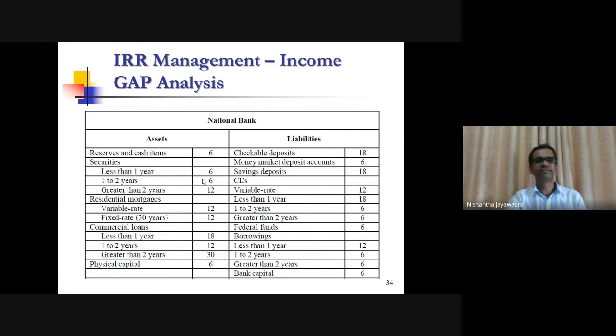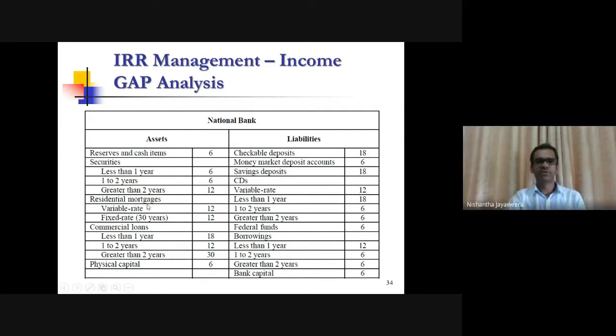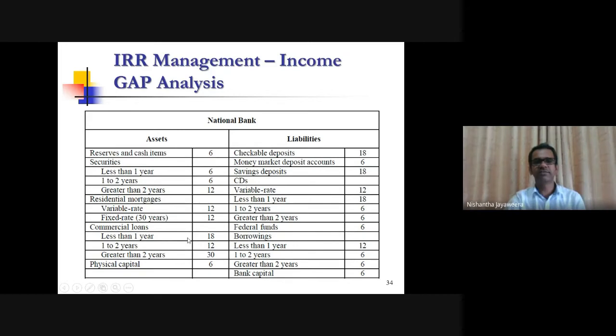Anything else? Residential mortgages that are coming under variable rate, assuming the reset frequencies are less than 1 year, so whatever falls within the next 1 year period. Anything else? Commercial loans that are also under less than 1 year. They are maturing within a 1 year period, then you have to reinvest. Anything else?